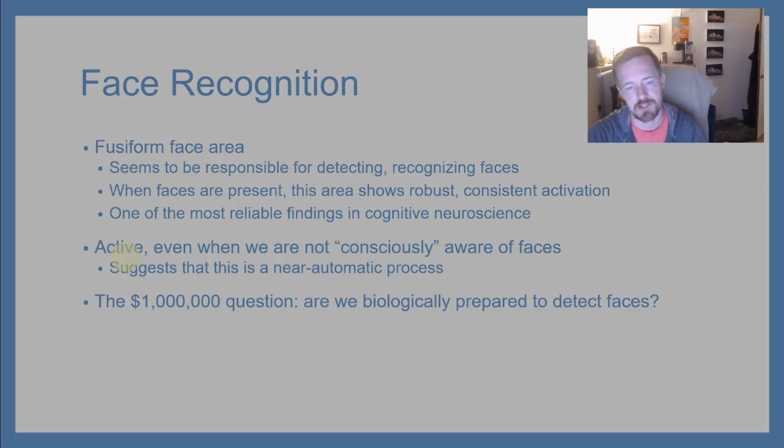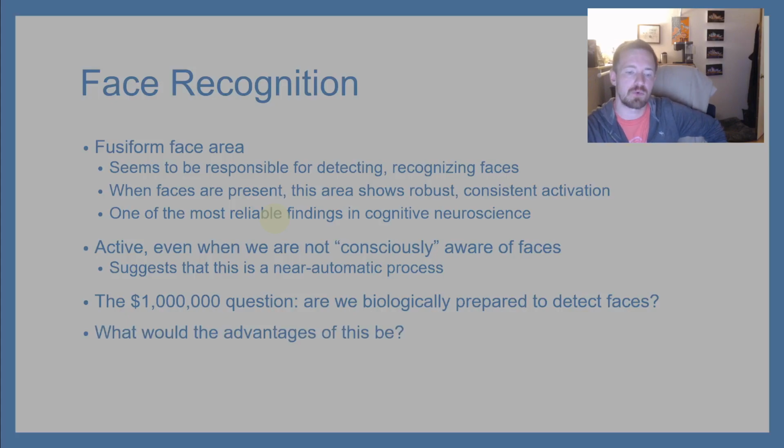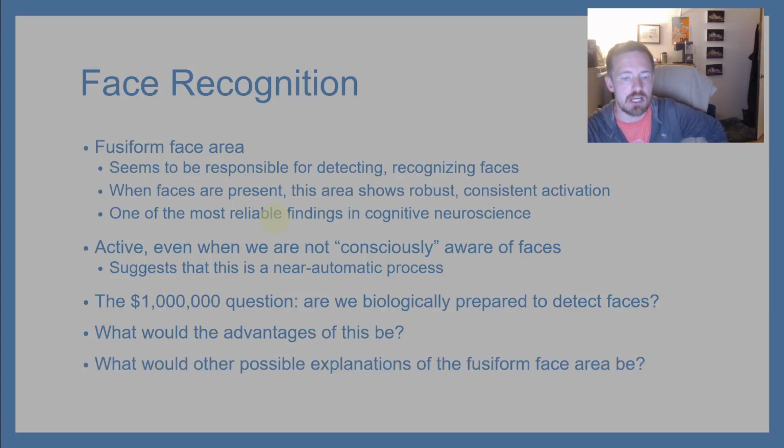So the $1 million question that was tossed around whenever we were first realizing that the fusiform face area helped us process faces was this: are we biologically prepared to detect faces? To phrase that a little bit differently, does this mean that we have an area of our brain that is dedicated to processing faces because we know that that will give us an evolutionary advantage? Why would that give us an evolutionary advantage? Because we would be able to see a face and know if it is a friend or a foe, or a family member or an enemy, or if it is another human or a gazelle or a dog or a wolf or whatever.